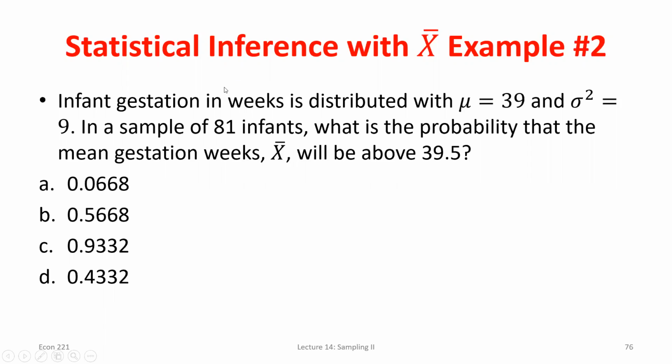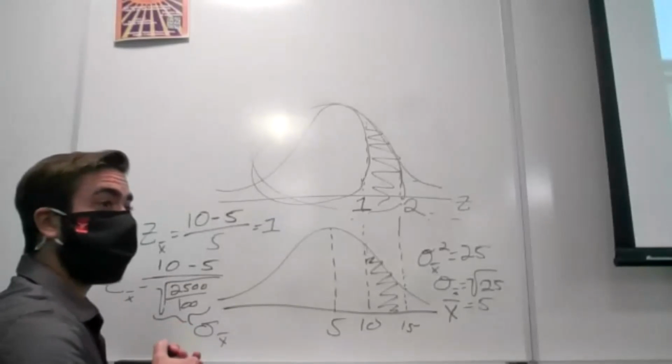So let's say I've got that gestation weeks, or the length of the pregnancy. I've got a population mean of 39, population variance of 9. I sample 81 infants. What's the probability that I see a sample mean value for these 81 infants being over 39.5? Right? Well, right away, let's just stop and draw this out. And a lot of times, if it's multiple choice, we can rule a lot of things out, right?